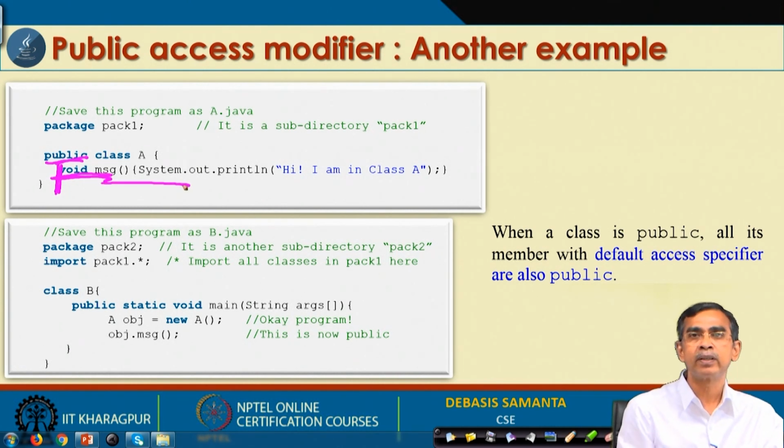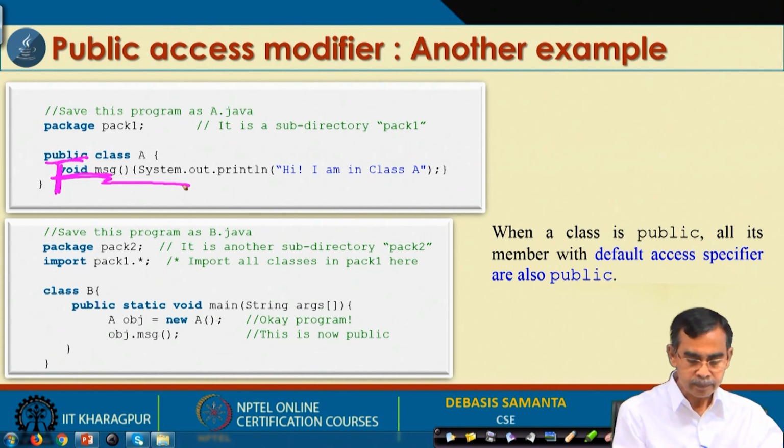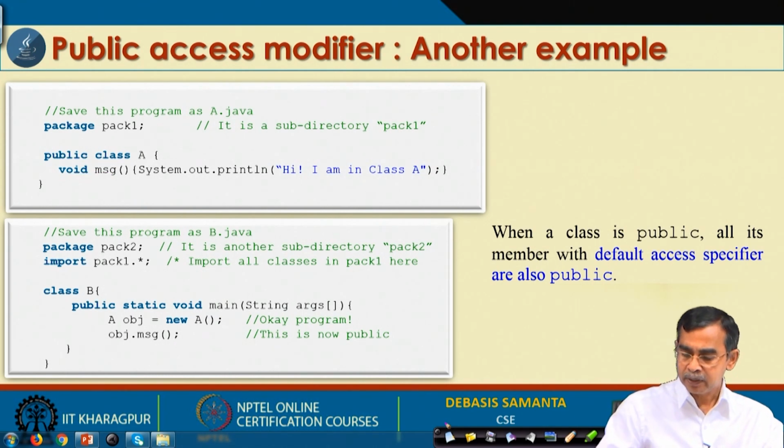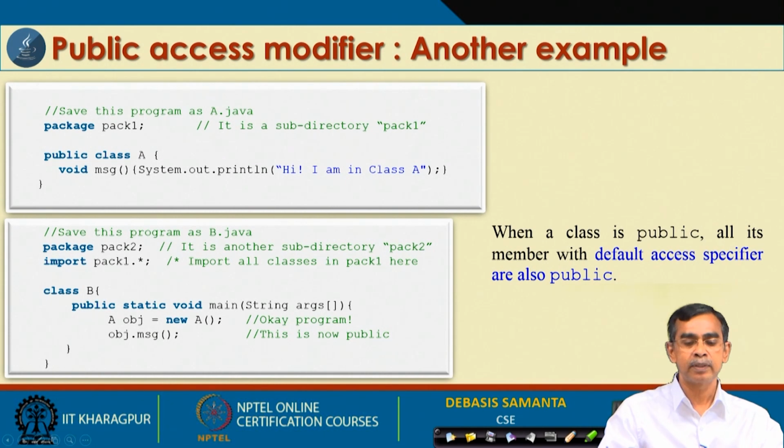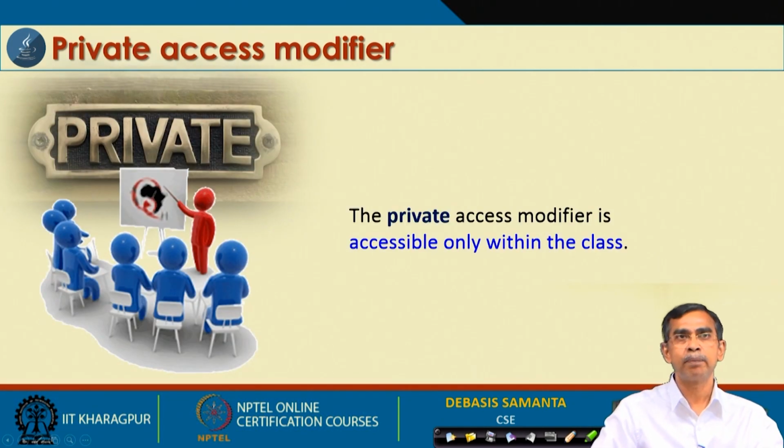That means this method can be accessed by any other class anywhere. So, this is the idea about the public access modifier. Now, let us come to the discussion of our next modifier, which is the strictest one, the private access modifier.